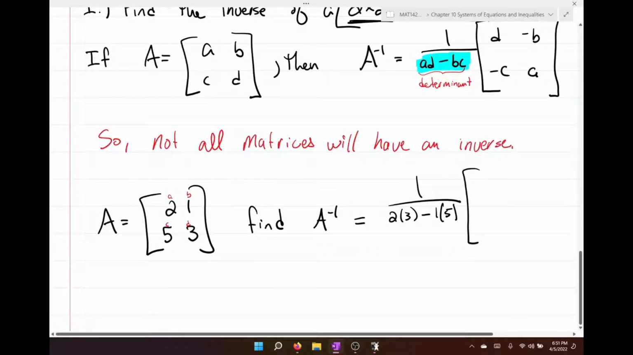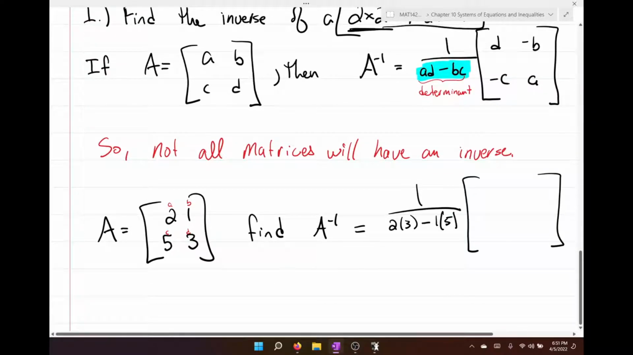And then you're going to multiply this by, and if you notice, what we do is we swap the positions of A and D respectively. So this is going to be a 3, and that's going to be a 2. And then B and C, we just negate. So this will be a negative 1 and a negative 5.